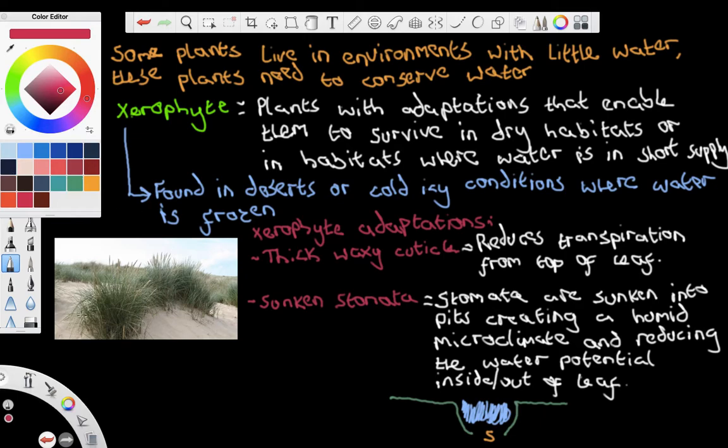As well as this, xerophytes tend to have fewer stomata. Not only are these stomata sunk, but they have fewer stomata. These fewer stomata reduce transpiration.